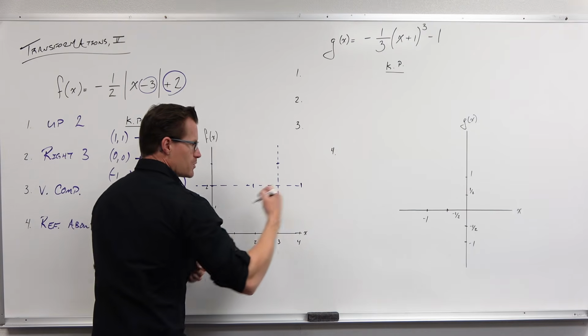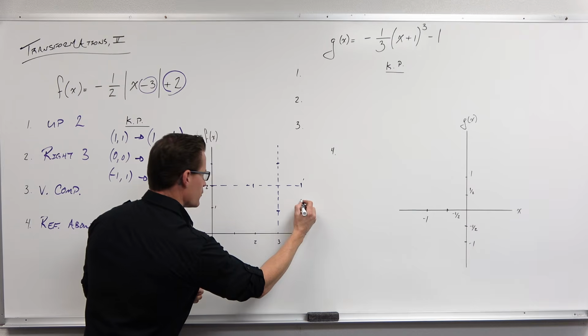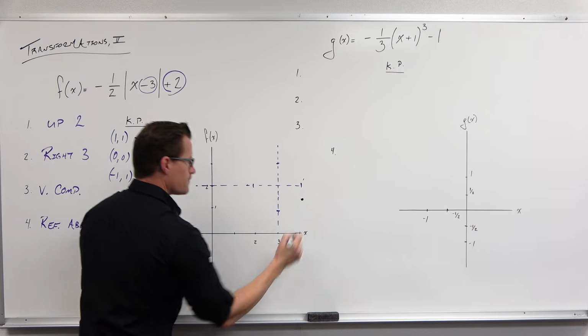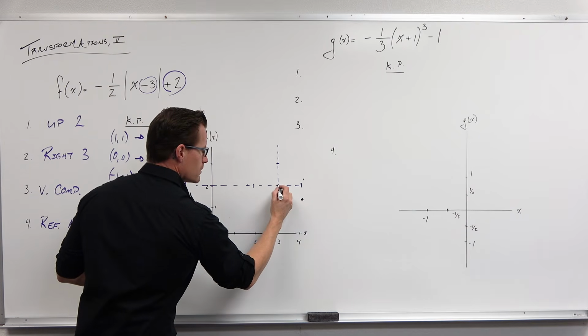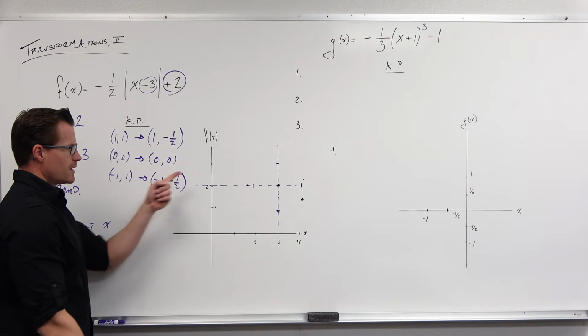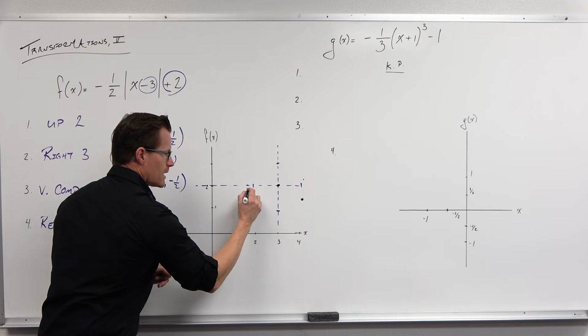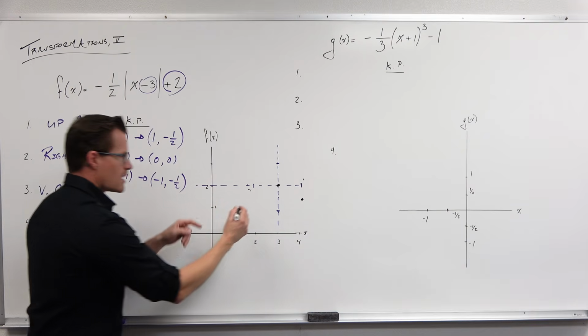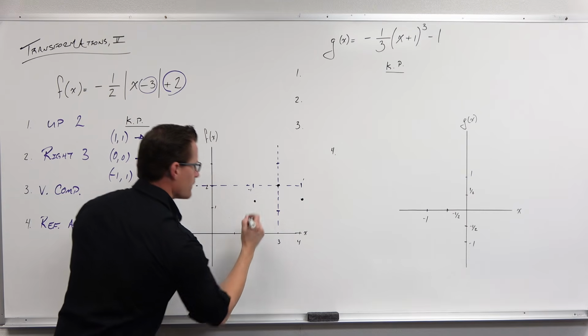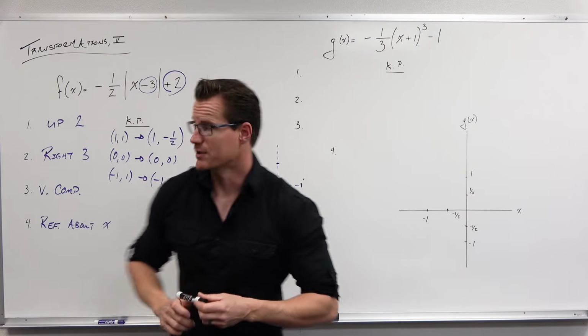So from here, this would be like our 1, negative 1/2 is about right there. We'd still have 0, 0 right there. We'd still have negative 1. This would be like our negative 1 on our new xy axis, negative 1/2. That's about right there. So what we've done, we've looked at it, we said this is a V.